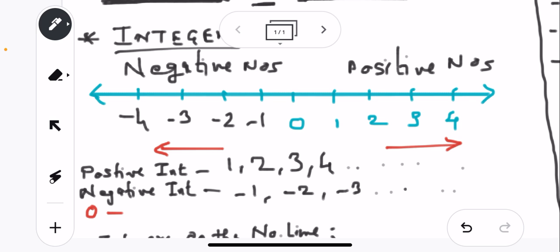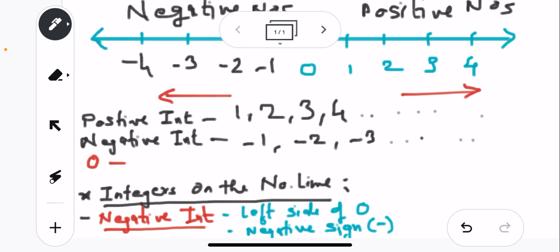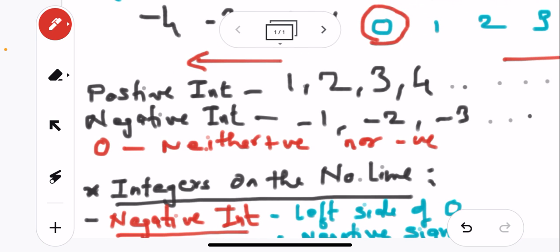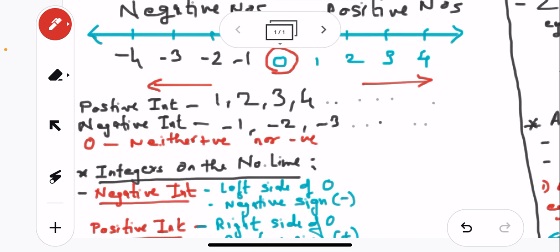Now 0, this 0 is neither positive nor negative. So the number 0 is the only integer which is neither positive nor negative. Let us see the next integers on the number line. Now, negative numbers, here we have seen, are always on the left hand side.